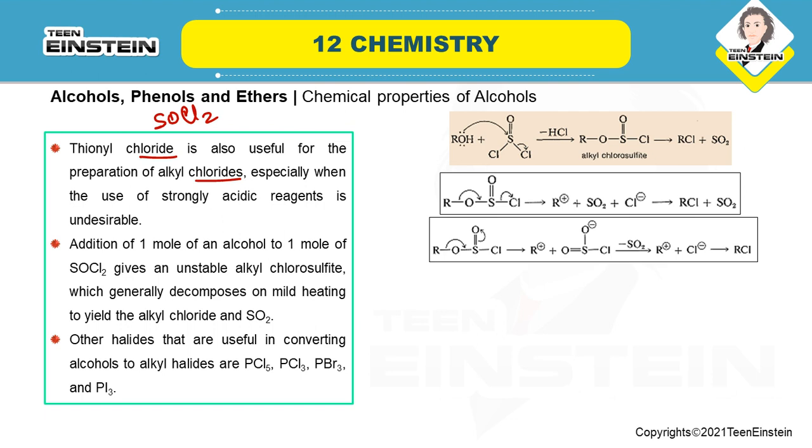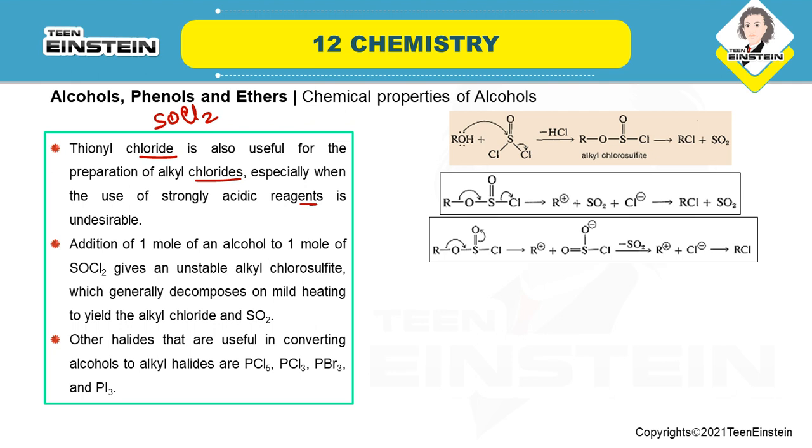The alkyl chlorides are obtained especially when the use of strongly acidic reagents is undesirable. In the previous method you were using HX, that is HCl or HBr, but suppose your substrate has some sensitive area where an acidic environment is not suitable. In that case what will you do? You want to avoid strongly acidic reagents, so you can use SOCl2.